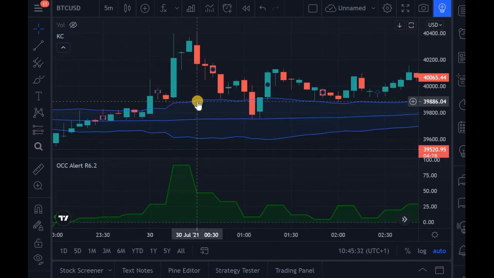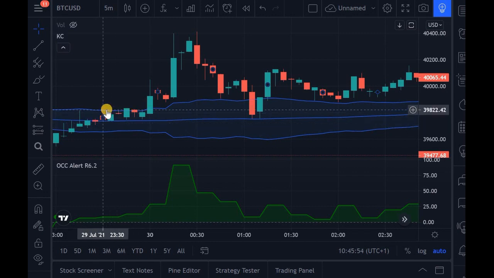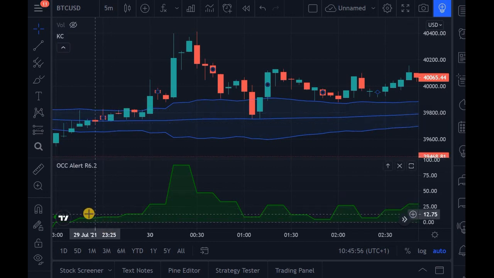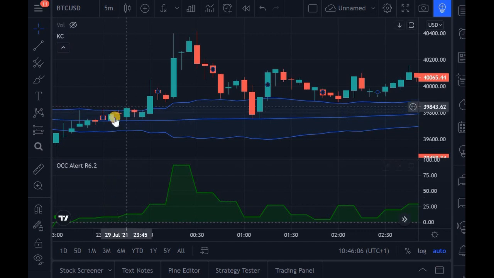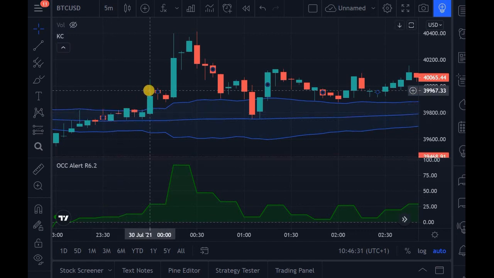Basically, when the price is within the Keltner channel and has a green OCC alert signal, this is where I am going to enter my position. When I'm scalping, I enter a position with a 1-to-1 risk to reward ratio. This strategy has a win rate of over 80%. If I use a 1-to-1 risk to reward ratio, I would be making profit over time.